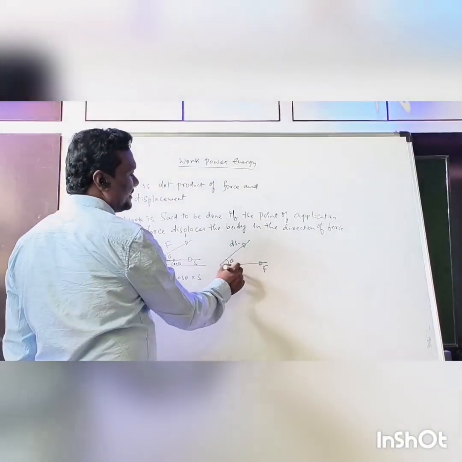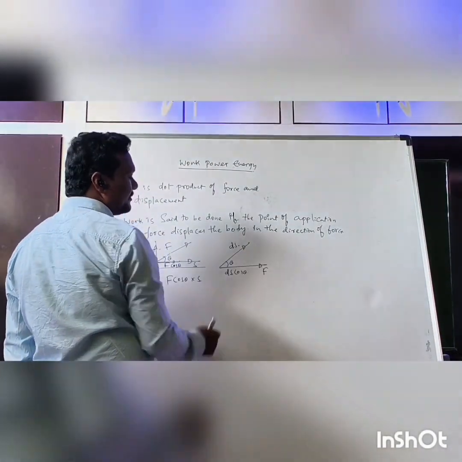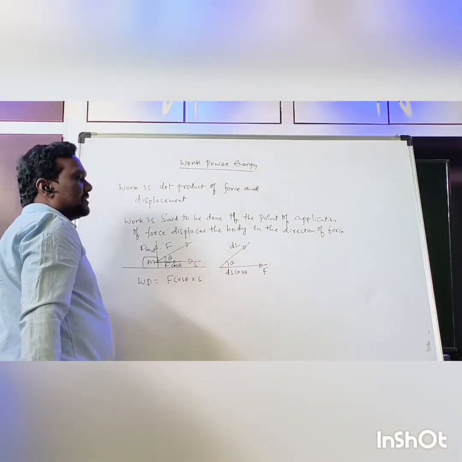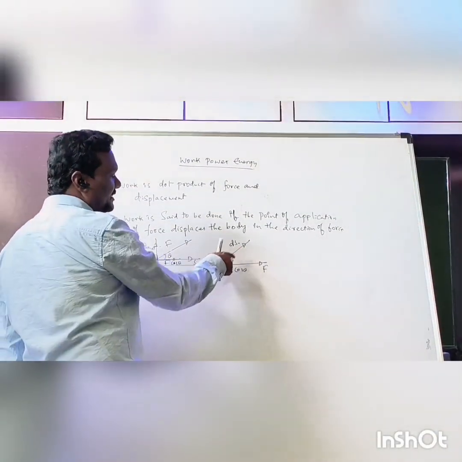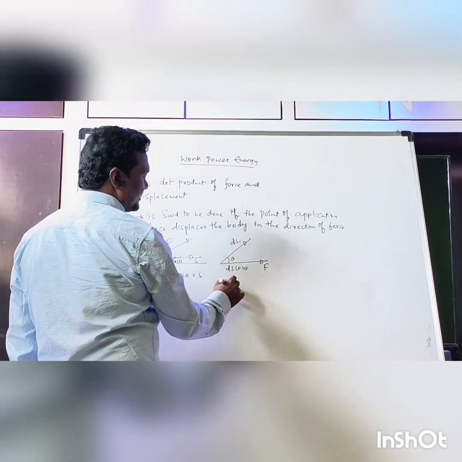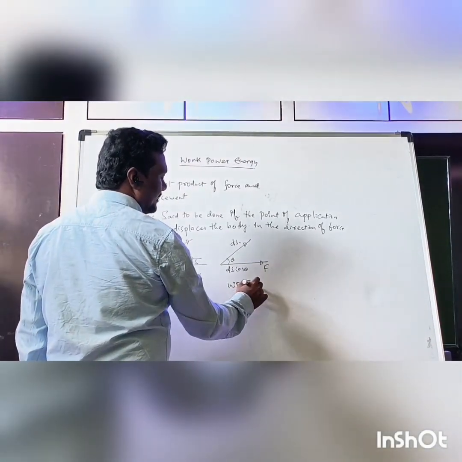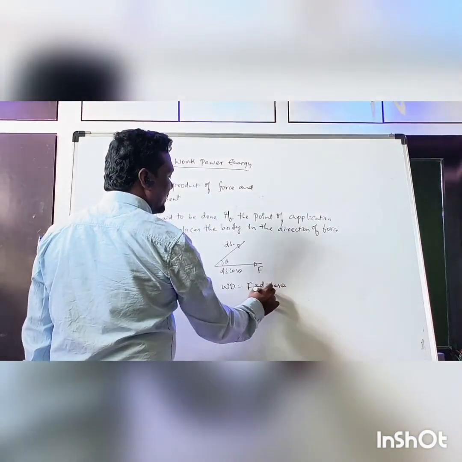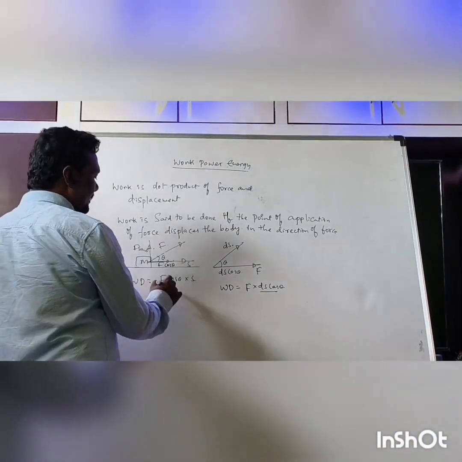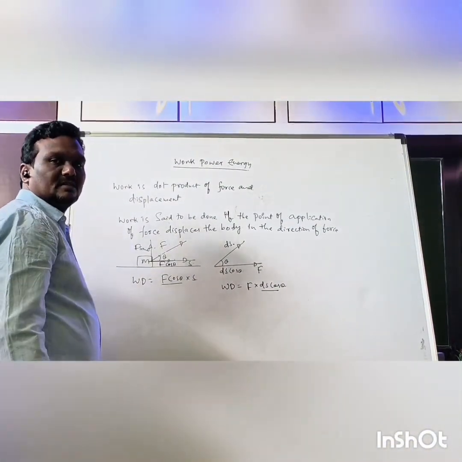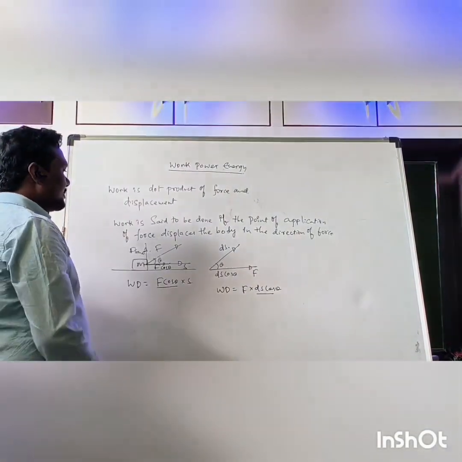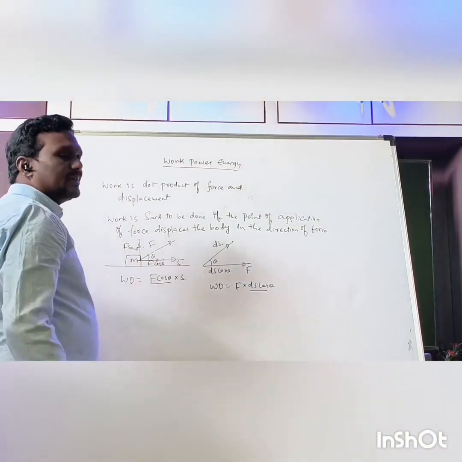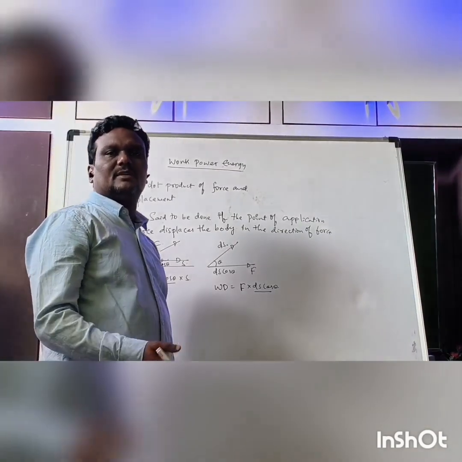Now here I am resolving ds. The component of ds in the direction of the force is ds cos theta. Now what is work done? Work done is equal to F into ds cos theta. So I can resolve ds or I can resolve F, depending on the situation. Basically, work done is nothing but Fs cos theta, like A bar dot B bar equals AB cos theta.